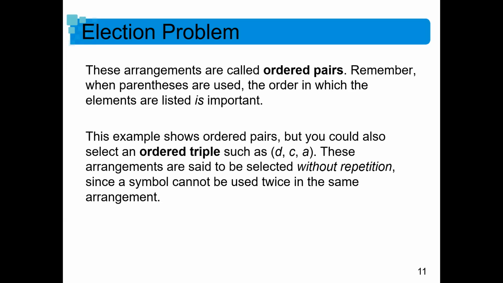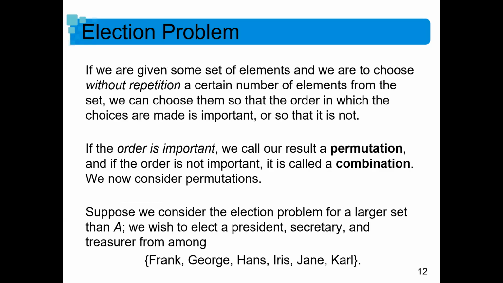These arrangements are said to be selected with... If we are given some set of elements and we are to choose without repetition a certain number of elements from the set, we can choose them so that the order in which the choices are made is important or so that it is not. If the order is important, we call our result a permutation. And if the order is not important, it's called a combination.